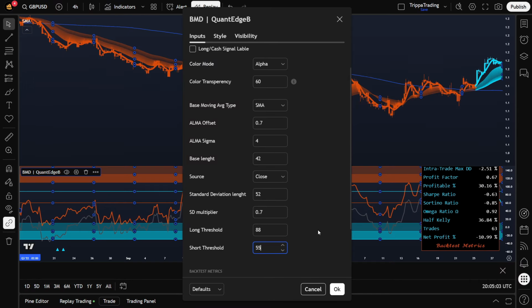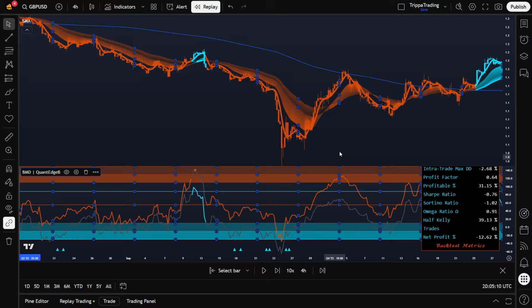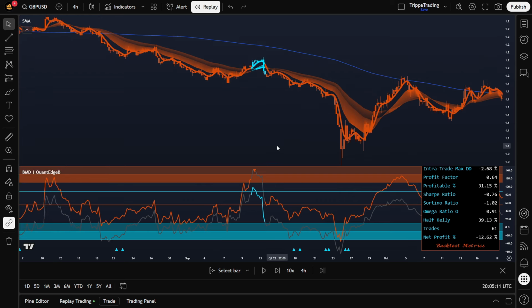This indicator is one of the cleanest ways to see real momentum in the market. Try the settings that match your market. Practice identifying strong trends and extreme reversals, and you'll start seeing how powerful this tool actually is.